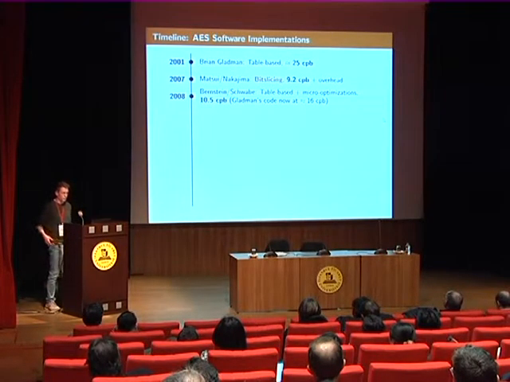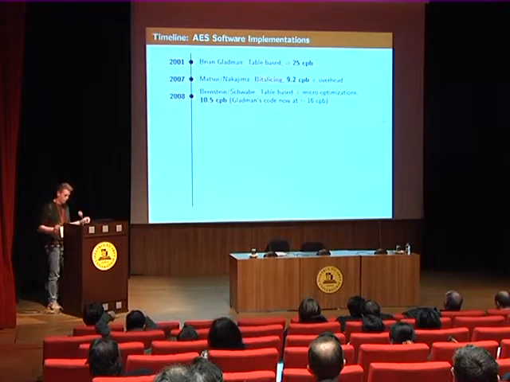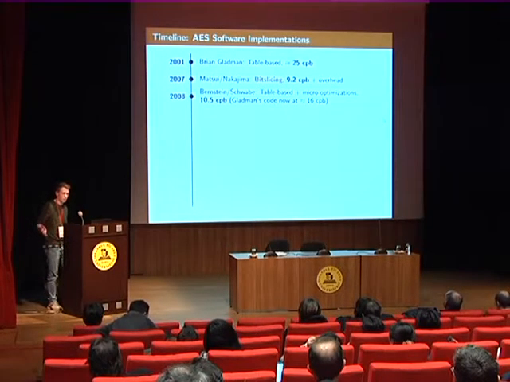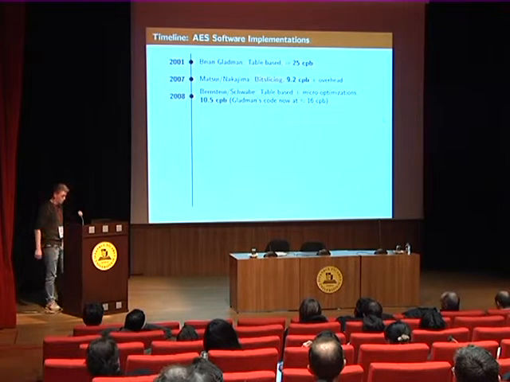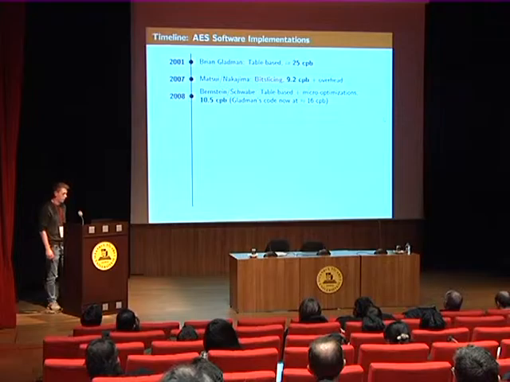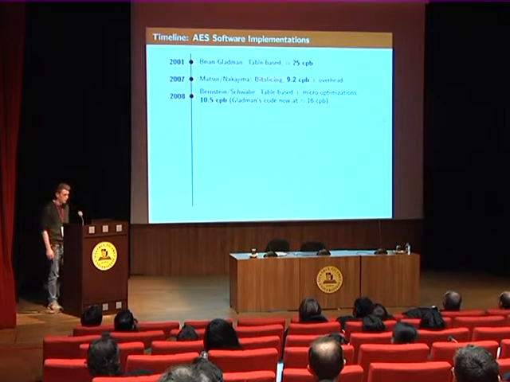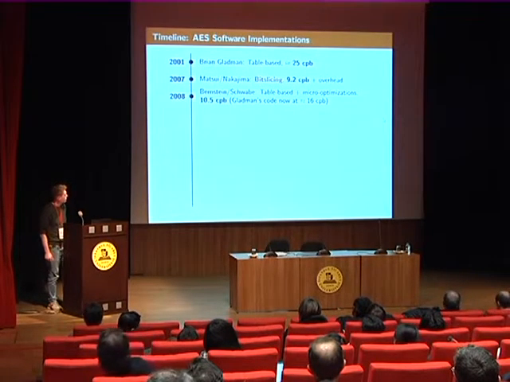Six years later, we have implementations using bit slicing by Matsui and Nakajima, and this was running at roughly 9.2 cycles per byte. But this is not counting overhead associated with the transposition between the AES representation and the bit-sliced representation. So this adds on top of that. Then in 2008, we have table-based implementations by Bernstein and Schwabe, and these were running at roughly 10.5 cycles per byte. If we compare against Gladman's code in 2008, this was running at roughly 16 cycles per byte.